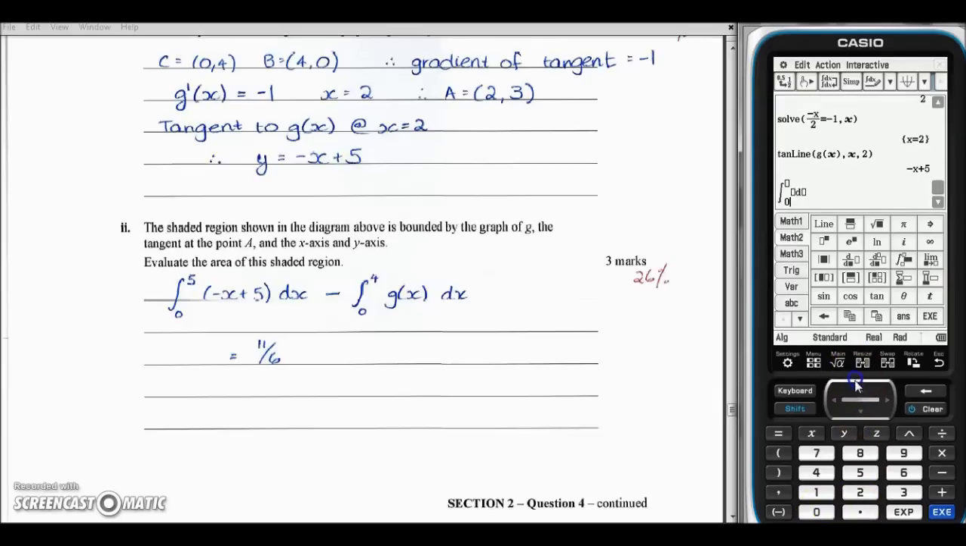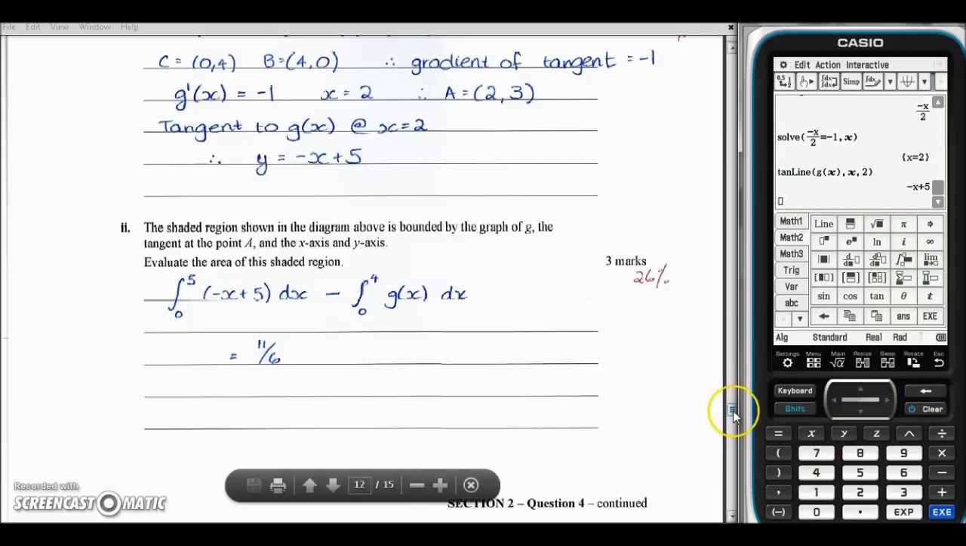So I'm actually not going to bother doing this, but you can type that in and then minus and do the same thing, and in here you can actually just put g of x. You don't have to type in what the function is. Alright, you can take my word for it, that'll work, and that'll give you 11 on 6.